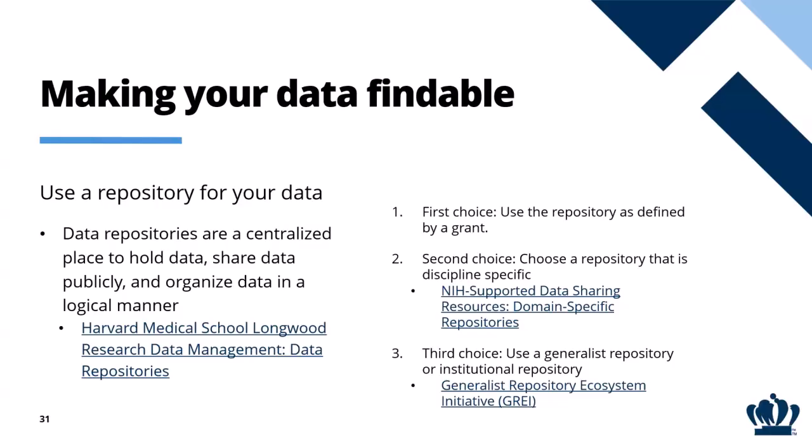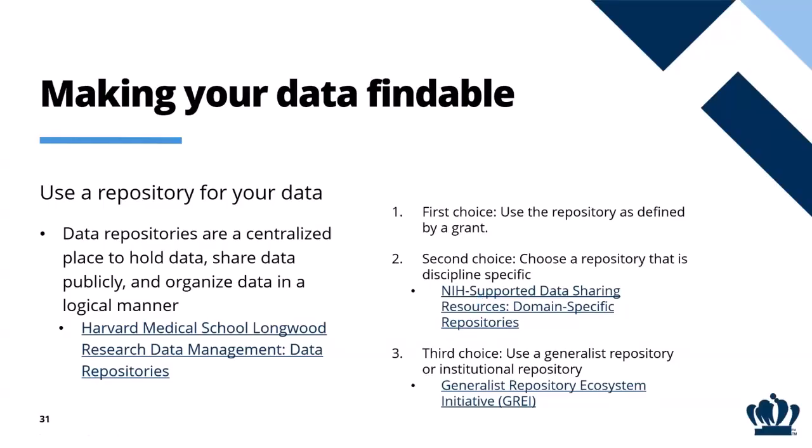We generally want to use a repository where other people in your discipline are going to be able to find it. Sometimes you might have a repository defined by a grant, and that's fantastic. You can just use the one that's already defined. Your second choice would be to choose a repository, as I said, that's discipline specific. So other people in your discipline will know where to find it.